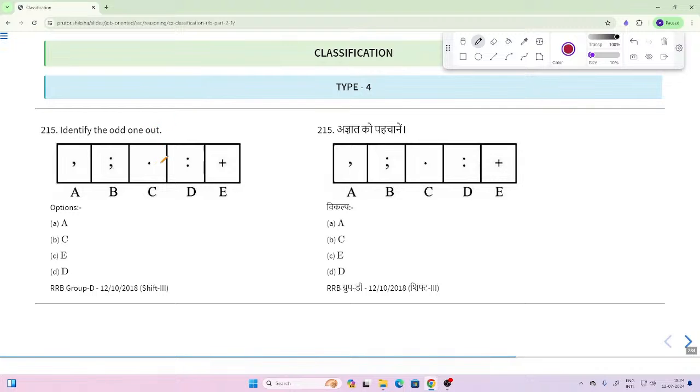Comma, semicolon, bindi, colon, plus. So here, very clearly, C is the bindi, while in all the others it's a math symbol. Hence, option C is the odd one out.